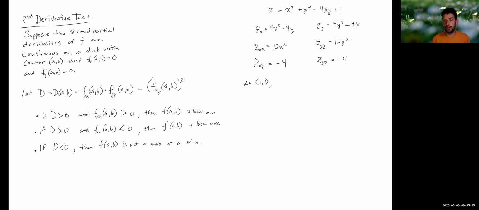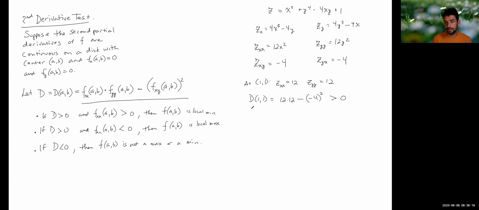Let's take a look at the value at (1, 1). This partial derivative is going to be 12. This partial derivative is also going to be 12. And so D at (1, 1) is going to be the product of these two. I'm just using the formula over here. I've used z instead of f, but it's the same idea. I'm going to get 12 times 12 minus the product of the mixed partials, or I can just take one of them and square it, -4 squared. So 144 minus 16. It doesn't matter what it is, it's clearly positive.